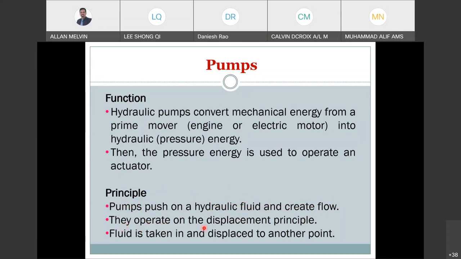And pumps operate on the displacement principle. Displacement means moving from one place to another place, so fluid is taken in and displaced to another point. We will see later what types of pumps are available. Normally we have non-positive displacement and positive displacement pumps, which practically relate to the displacement principle. The fluid is taken and transported to another place to start the hydraulic flow.